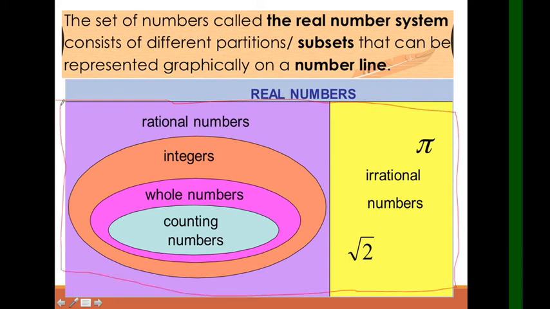So, ang real numbers ay may dalawang uri: rational numbers and irrational numbers. Sa rational numbers, meron tayong counting numbers, whole numbers, and integers. Sa irrational, anything that are not perfect square root that can be represented through fractions. At saka pag yung repeating numbers niya ay walang pattern, yun ang irrational numbers. Okay?